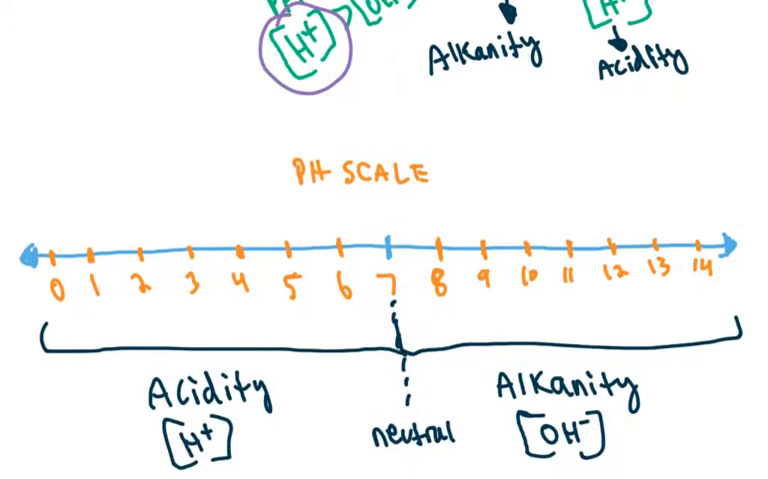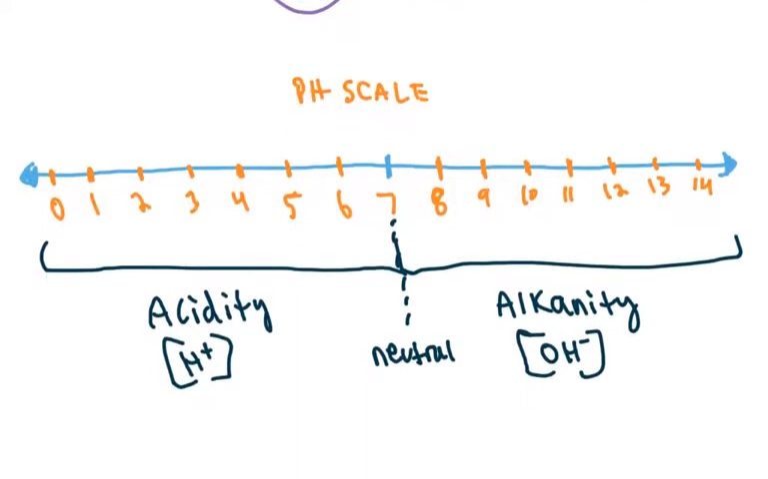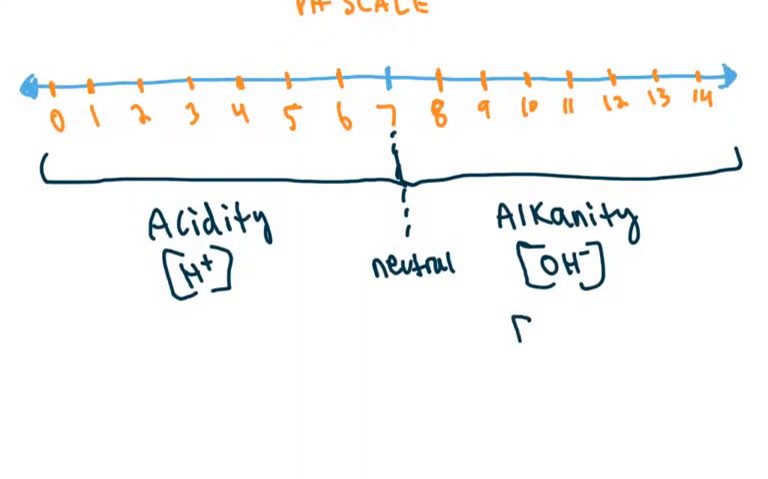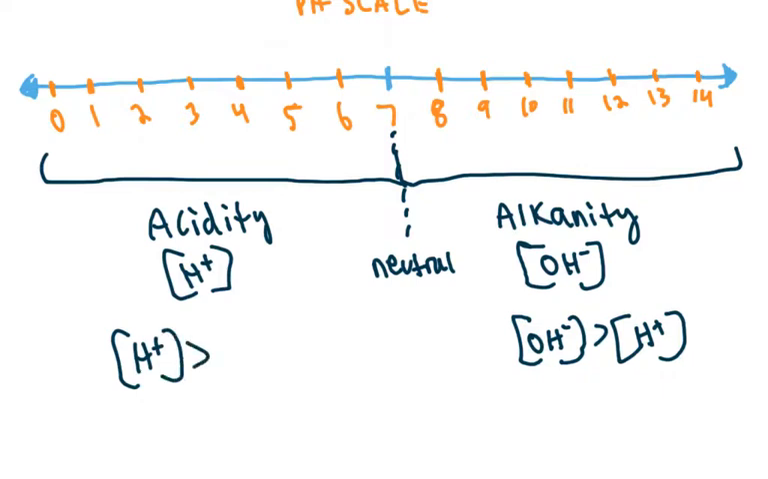Now we can see why what we said is true. If we have a higher concentration of hydroxyl groups than H plus cations, then we know we're on the alkalinity side. We're more alkaline, more basic. But if our hydrogen cation concentration is greater than our hydroxyl group concentration, we know we're more acidic, more on the acidity side of the pH scale.